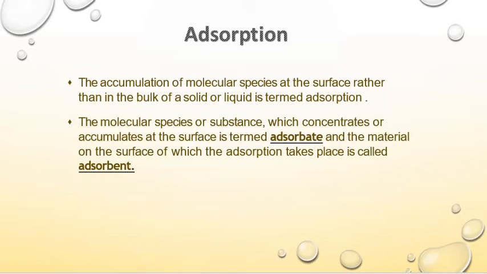Now the material or substance present in the bulk, on the surface of which adsorption takes place, is called the adsorbent, and the substance which is getting adsorbed is called the adsorbate. Adsorbate adsorbs on the adsorbent. This is what we need to remember.